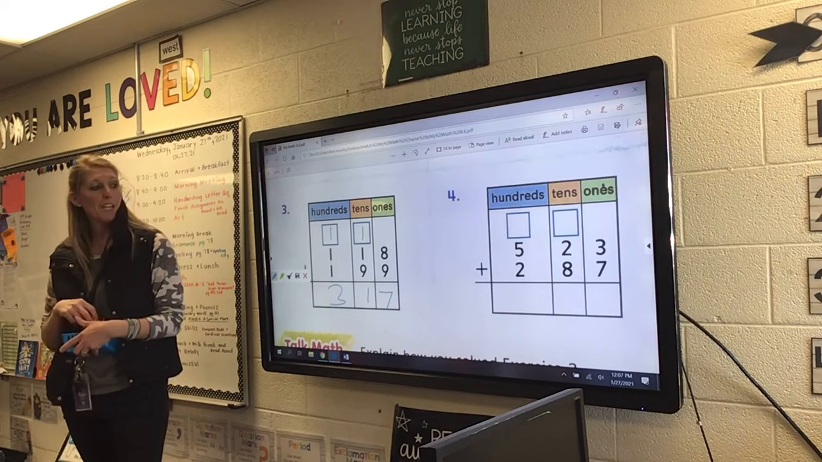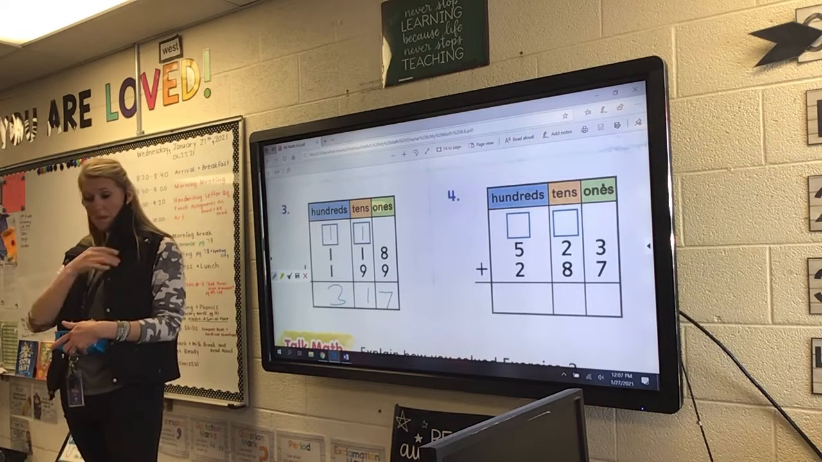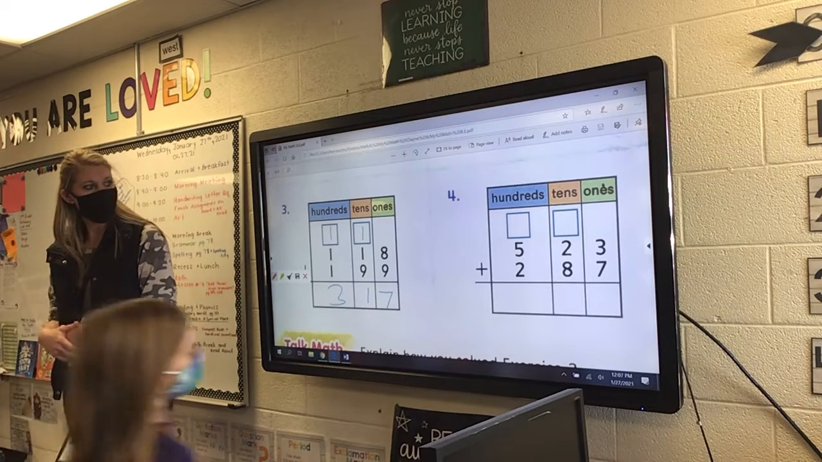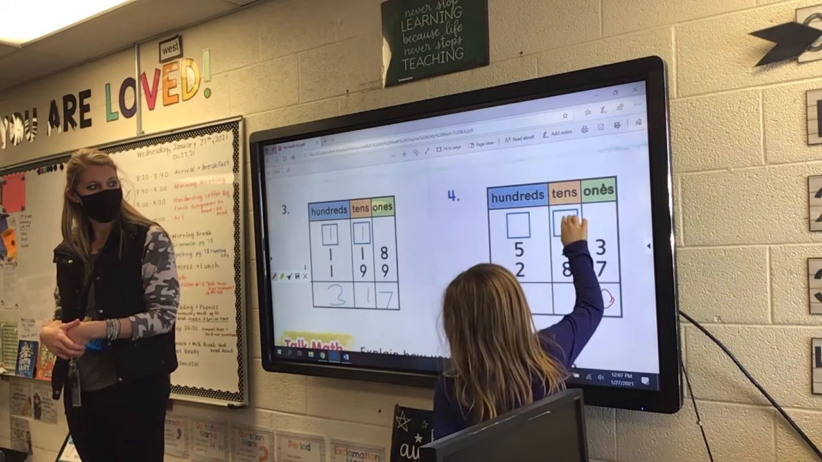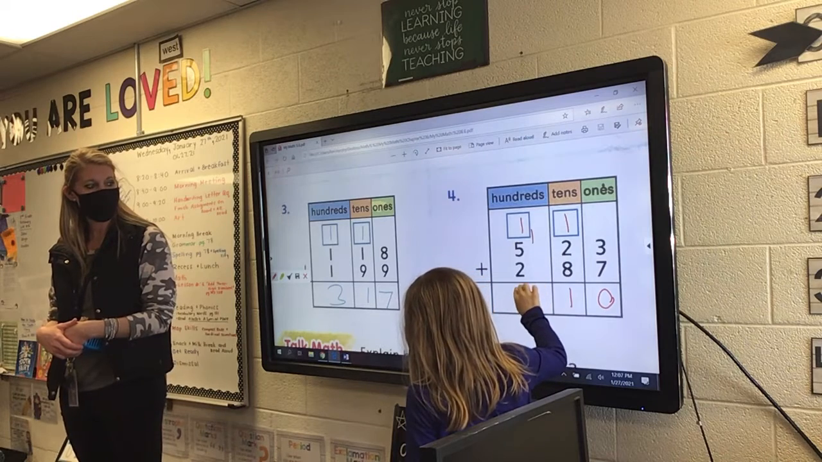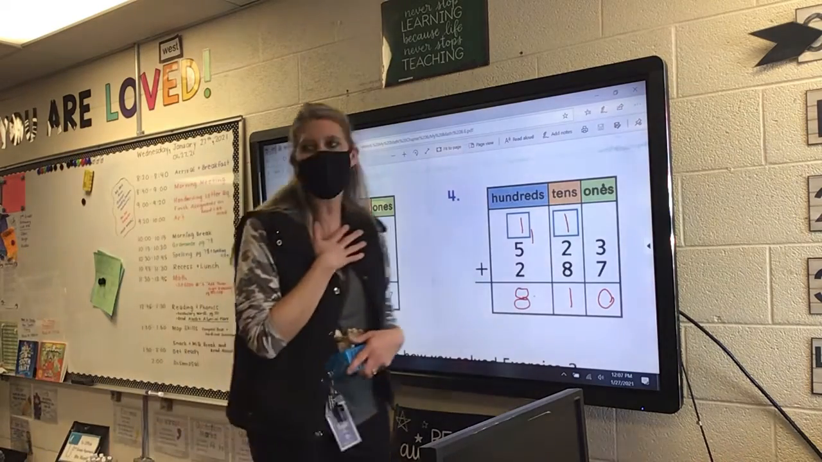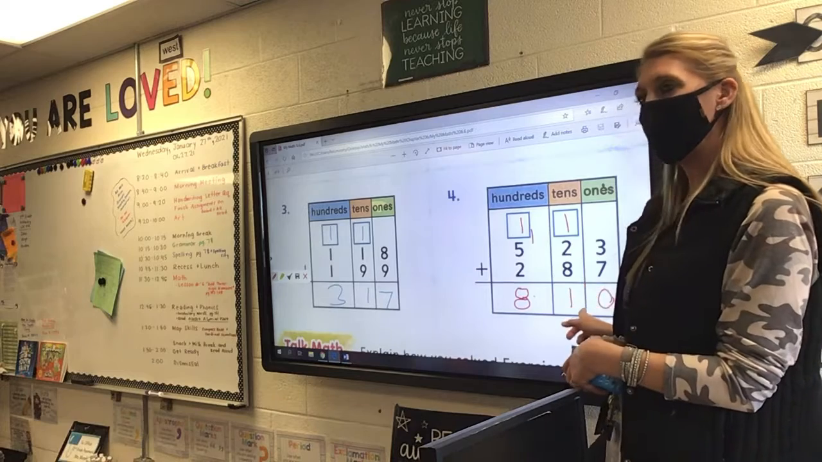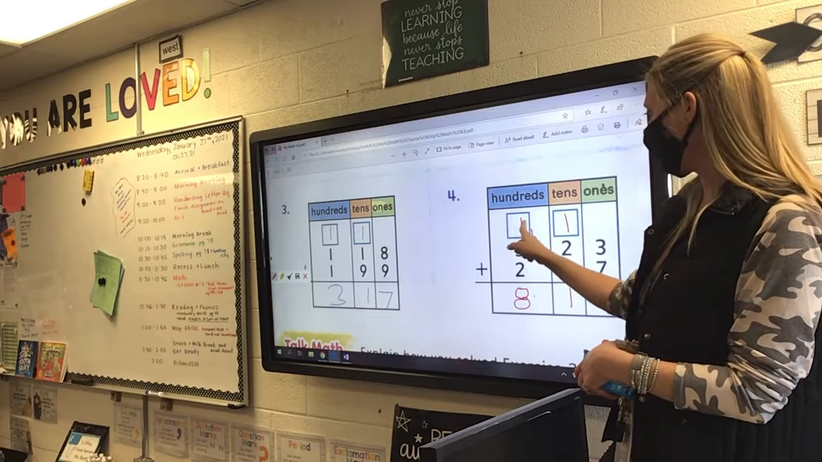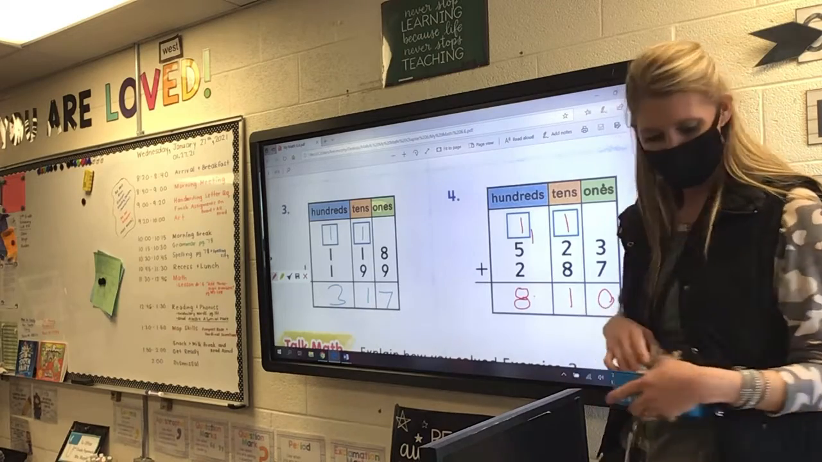523 plus 287. Let's see if Ellie, you can come up here and do this one. I thought you were going to do a 7. You almost fooled me on that one. All right, Ellie is right. 3 plus 7 is 10. Put the 0 down. Carry the 1. 2 plus 8 is 10. Plus 1 more is 11. So put down the 1. Carry the 1. 5 plus 2 is 7. Plus 1 is 8. 810.